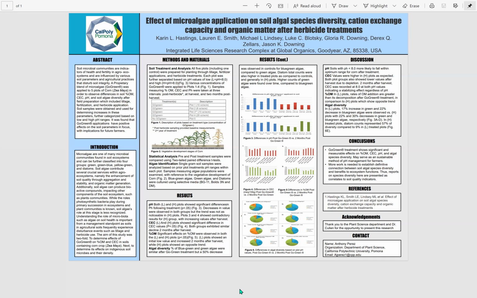Unlike the other tested soil parameters, comparison of species diversity for algae made use of total counts of the 3 algae groups across all plots, but separated still by pH ranges, where the total counts following treatment of GrowGreen 2 months after harvest resulted in 50% green algae, 5% diatoms, and 45% blue-green algae, meaning that blue-green and green algae counts were similar to counts prior to treatment.